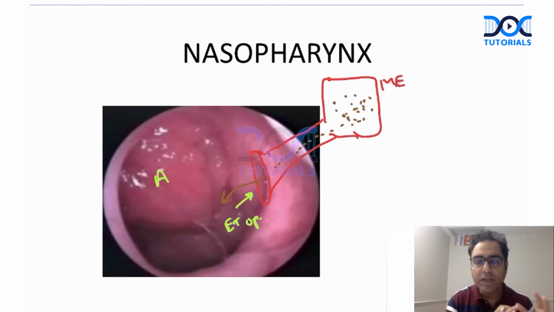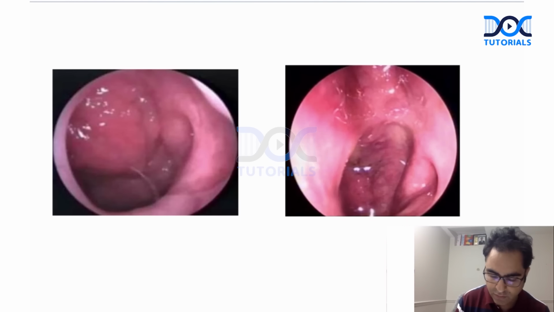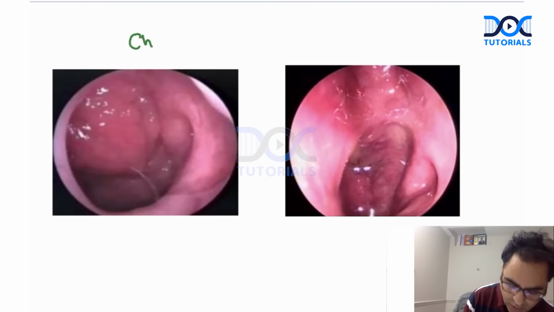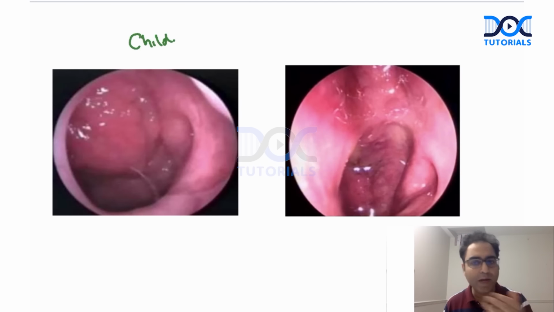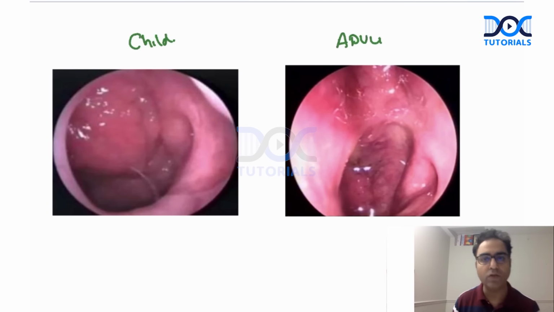So nasopharyngeal diseases can cause middle ear diseases. Please do keep in mind, it's a very commonly integrated question asked actually. In which two topics can it be asked? In the pharynx and the ear. Please see, this is the endoscopy picture of the child and the adult. The first picture is of the child. This is the child's picture, and adenoids disappear by 20 years of age. This is the normal endoscopy picture of the adult nasopharynx.